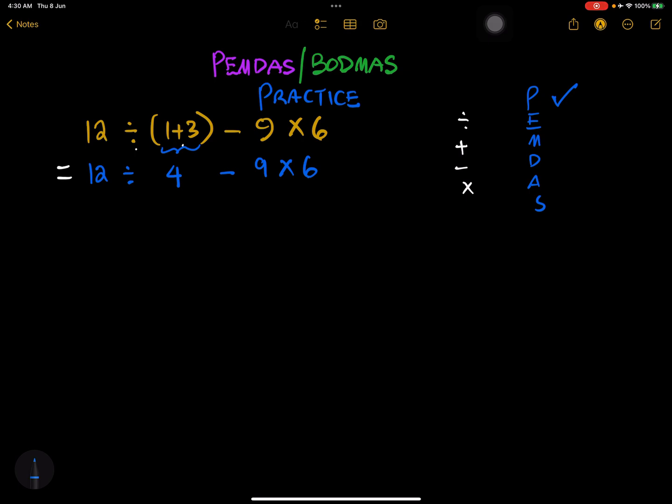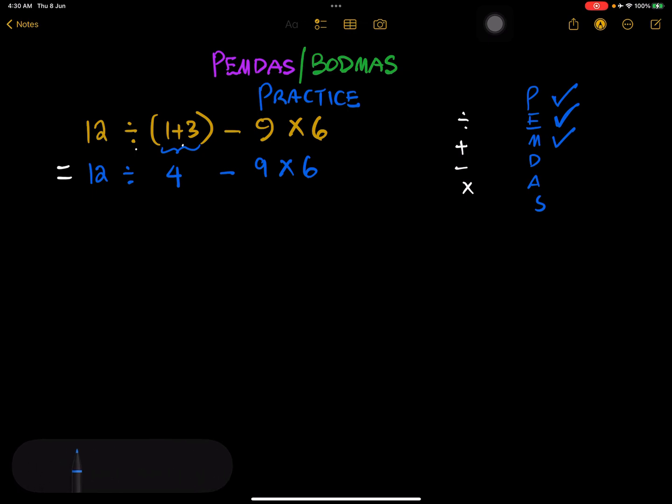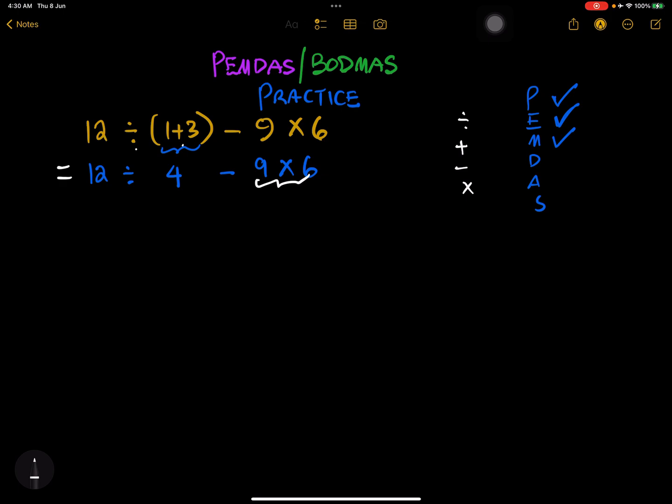Now, the next thing to look at in there is exponent. Exponent is the E or power, but there's no power or exponent in this problem. So we skip it and go to the next one, which is multiplication. And there is multiplication in there, right here. So we're going to solve that one first. So we introduce the equal to sign. We have 12 divided by 4 minus, we know 9 times 6 there is what? 54.